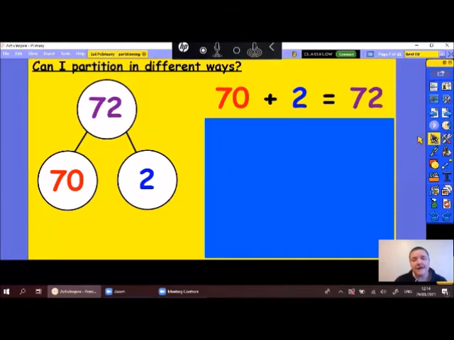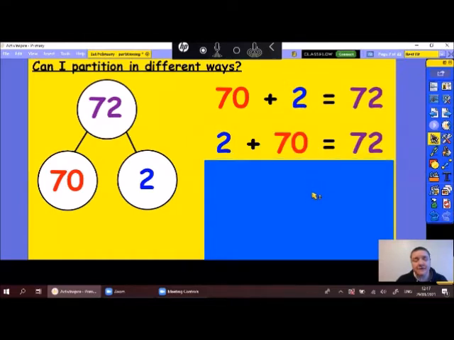So what else do we know? There should be 3 other number sentences that we know just because we know that 70 add 2 is 72. Pause the video and see if you can write all 3 of them down. Right, let's see. If we know 70 add 2, we can switch those numbers round and 2 add 70 is 72 as well. Because remember, when you're adding, it doesn't matter which order you put the numbers in.